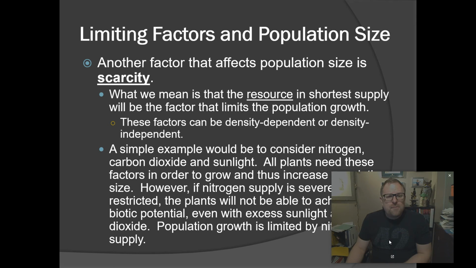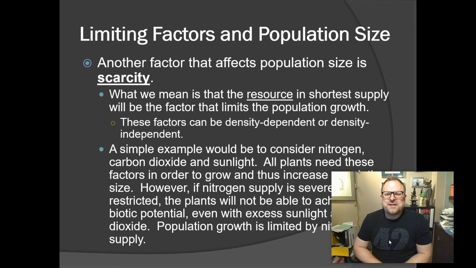Almost done. Limiting factors in population size. Another factor that affects population size is scarcity. And this is another one of those terms that, if you do any ecology following Bio 30, you'll talk a lot about scarcity. What we mean is that the resource in shortest or smallest supply is the factor that limits population growth.